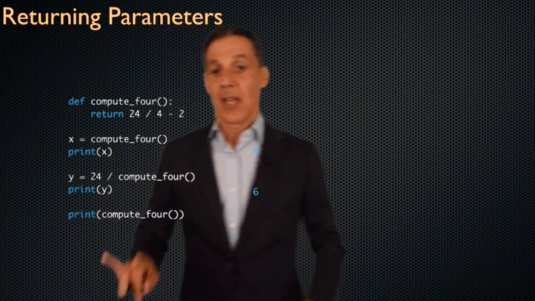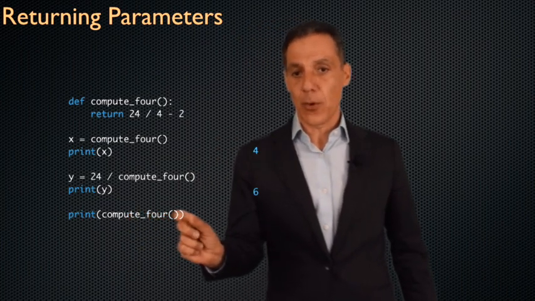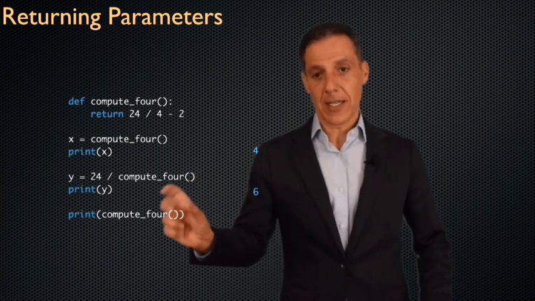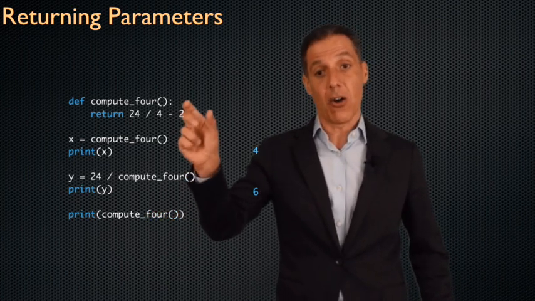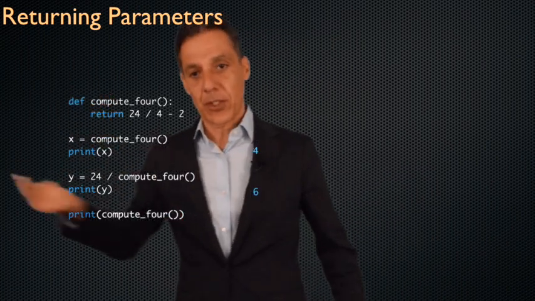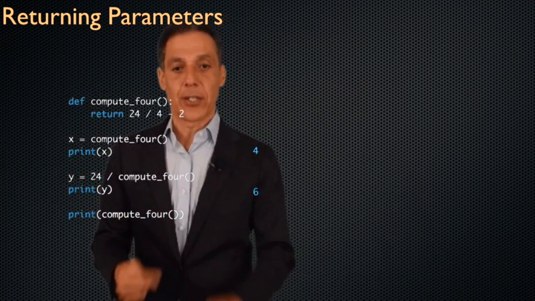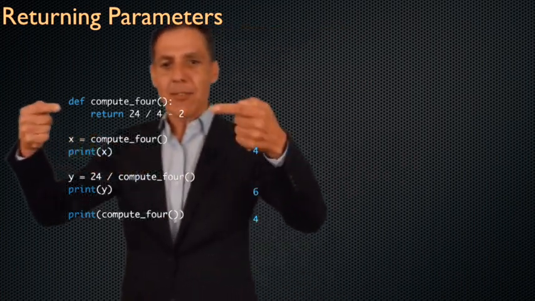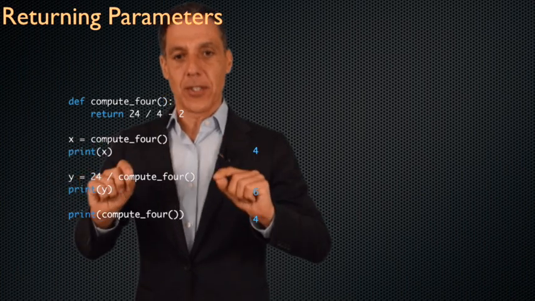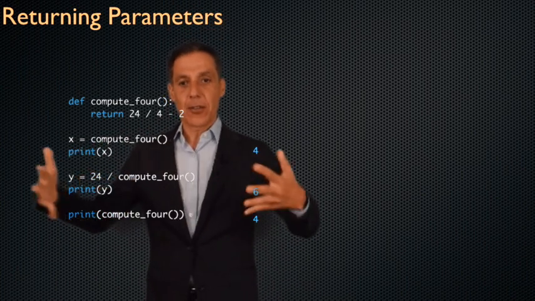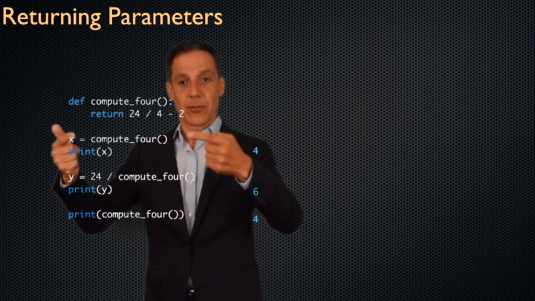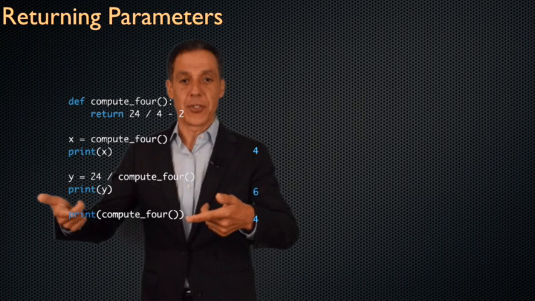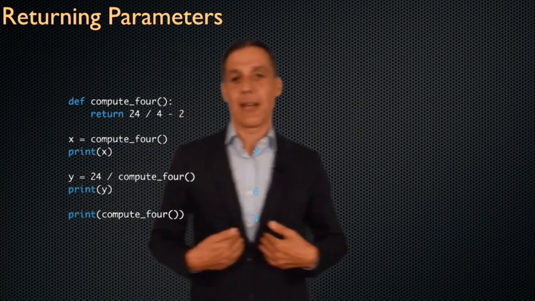I can also directly print compute4. Notice the parentheses there. That's all. Whenever you see those parentheses next to the function name, that is a function call. I'm calling the function. It returns something, and then I'm going to print whatever it returns. Okay, good. So of course I just print 4. So when I have a return statement in a function, I get to use that value when I call that function. I can assign it to a variable, I can put it into an arithmetic expression, or I can just print the result. I get to choose what I want to do with that value.